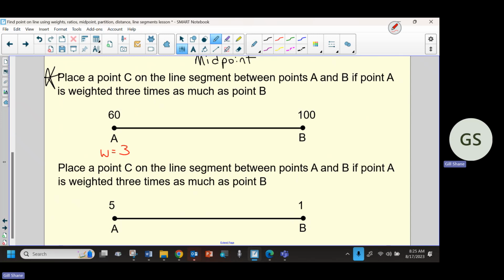3 times 1 is 3. So again, if that confused you a little bit, now you should be able to understand. Sometimes there won't be a 1. They might have said point A has a weight of 2 and point B has a weight of 7. Everything we've done so far has had a 1 in it, but sometimes there won't be.